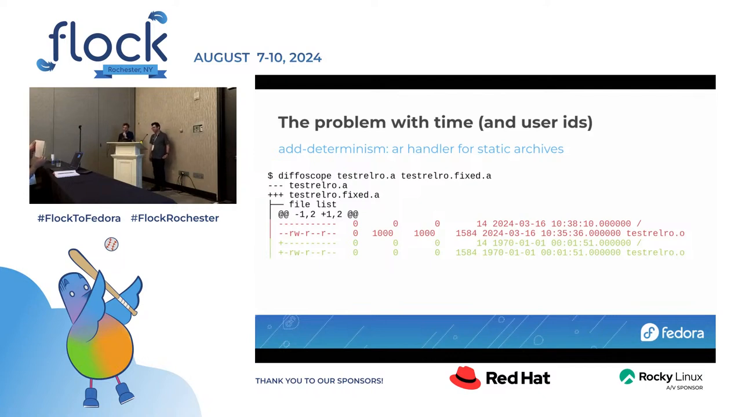So I have to repeat the question. The question was, if ar honored source date epoch, then we wouldn't need to do the cleanup here. The timestamp is one thing, but the user IDs are a different problem. Even if source date epoch is set, how would ar know in general that it's not supposed to record the ownership? It has an option to use root, but then you have to find every place where ar is called and make sure that this option is set. The problem is that it's a very generic tool that is called in many, many different ways, and it's hard to figure out all the right places.